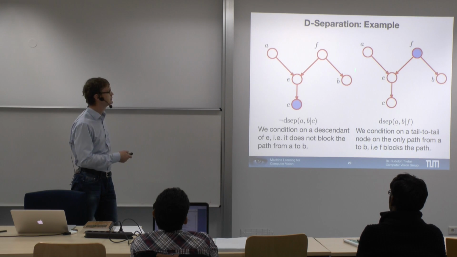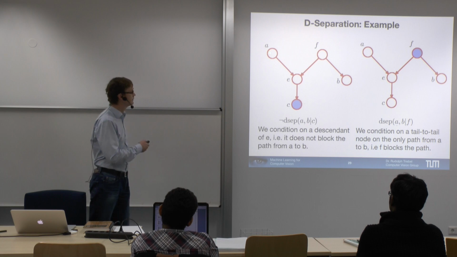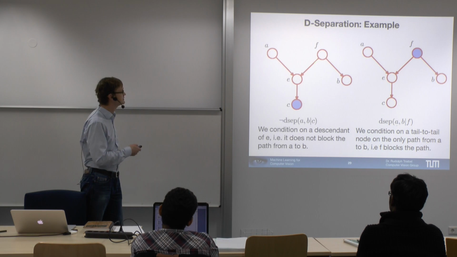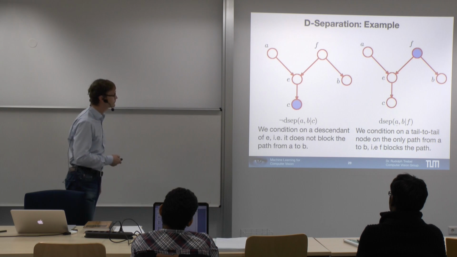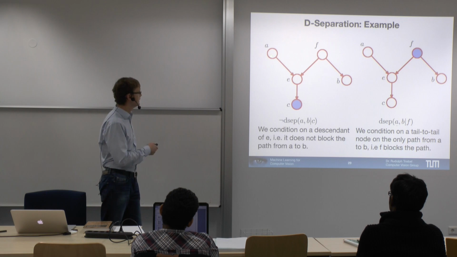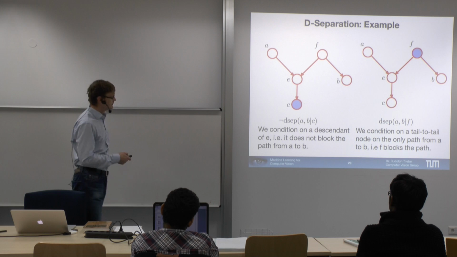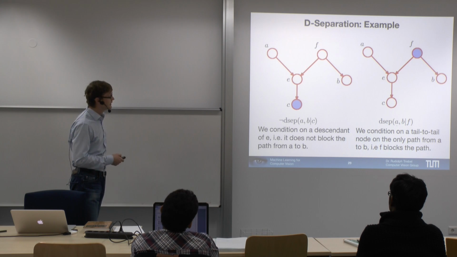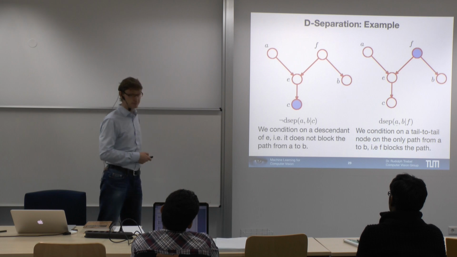So this is one example of d-separation to make it a bit more clear what this means. So we have 5 nodes here, A, B, C, E, and F. D is missing for whatever reason. If we now look at paths from A to B, we would like to know if the node C d-separates A and B.